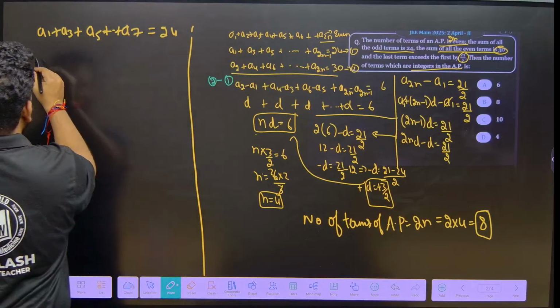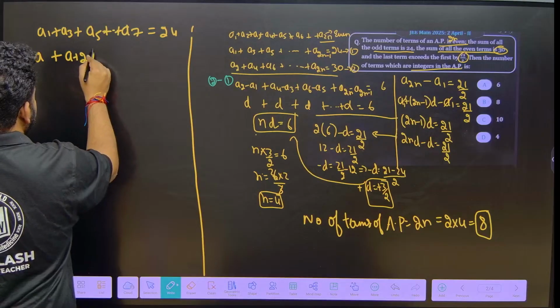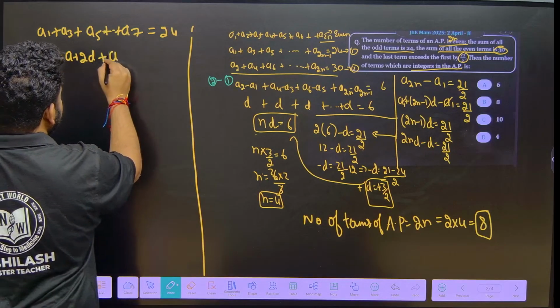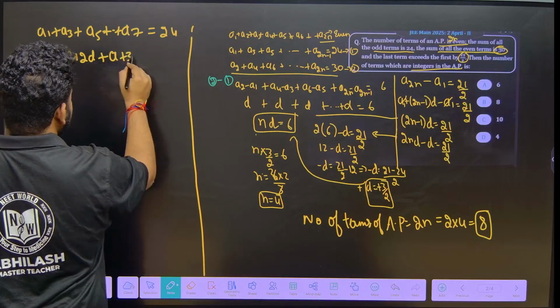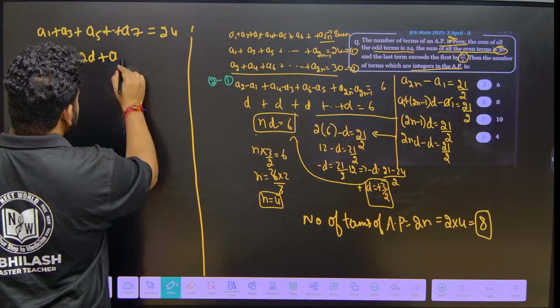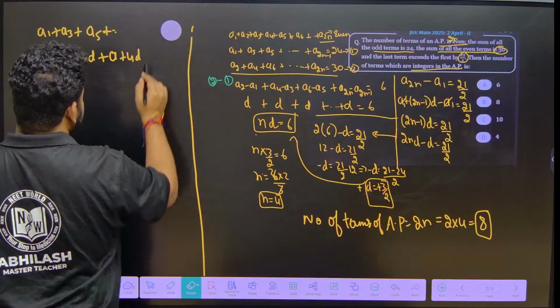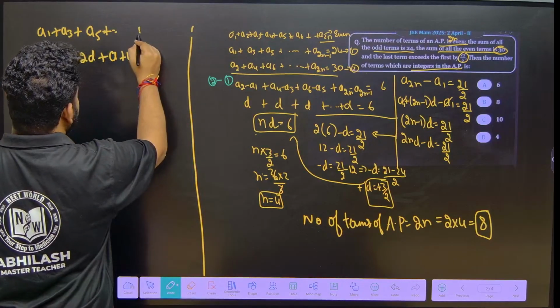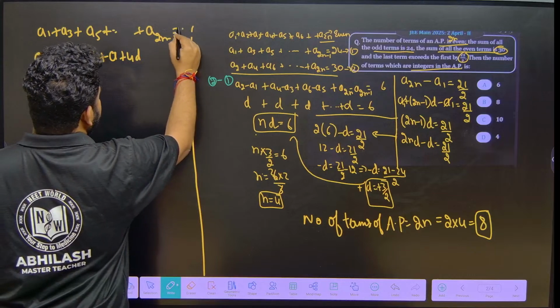So A1 I can write as just A. A3 is A plus 2D, A5 is A plus 4D. The last term we will write as A(2n minus 1). So A(2n minus 1) is equal to 24.